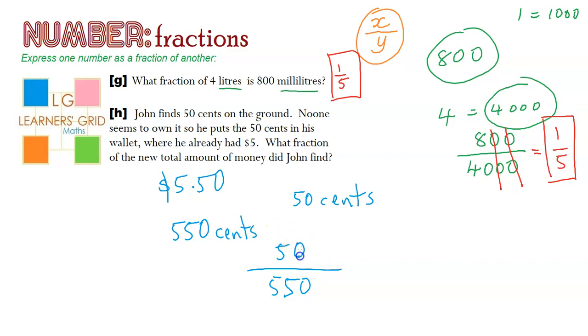These are cents, remember. I can simplify. I've got a 0 on top and a 0 down the bottom, so divide by 10, and there you go. Now I'm left with a 5 and a 55, so yep, I can divide by 5. So let's do that. Divide by 5, whatever you do to the top, you must do to the bottom. 5 divided by 5 is 1. 55 divided by 5 is 11. So the answer here is 1/11.